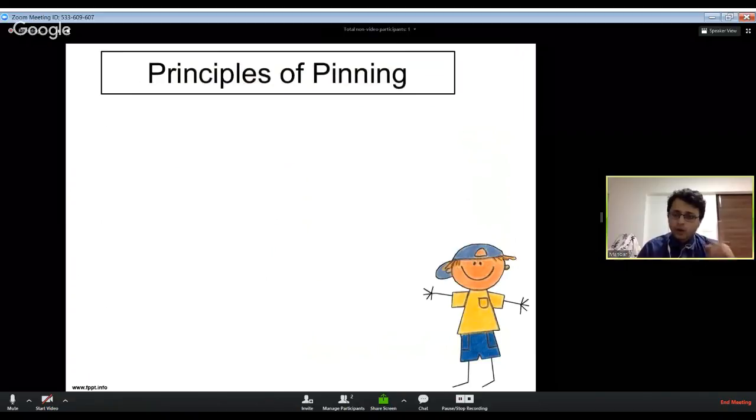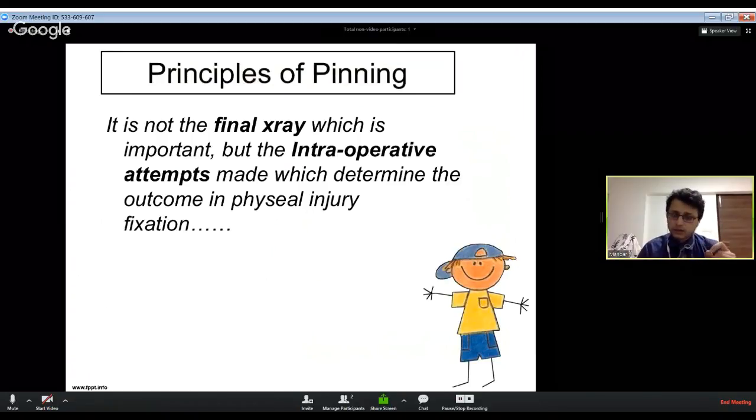Always remember, avoid multiple passes. Thus, we should say that it is not the final X-ray which is important, but the intraoperative attempts.